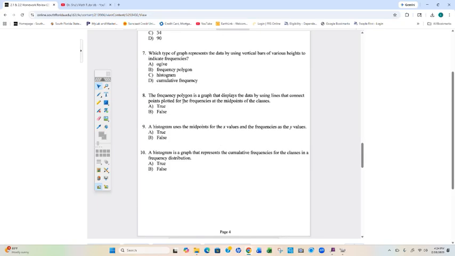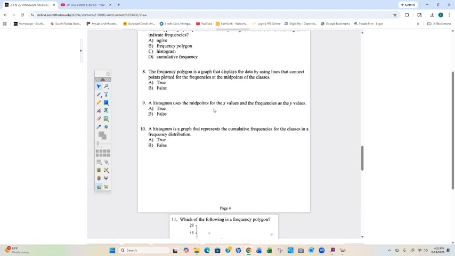Number 8, a frequency polygon is a graph that displays the data by using lines that connect points plotted for the frequencies at the midpoints of the classes. A is true, B is false. All right, for number 8, if you answered A, true, you are correct. The frequency polygon is the one that uses midpoints.